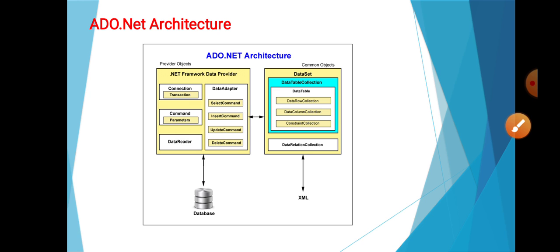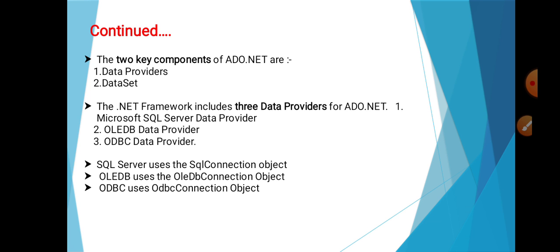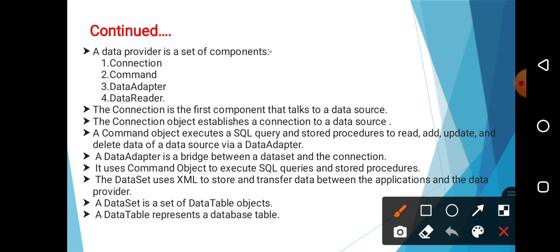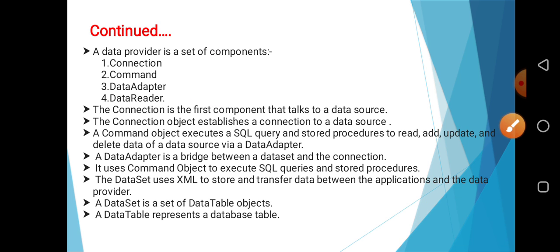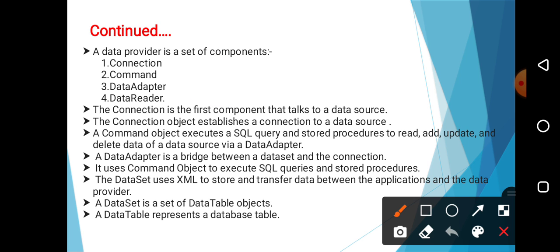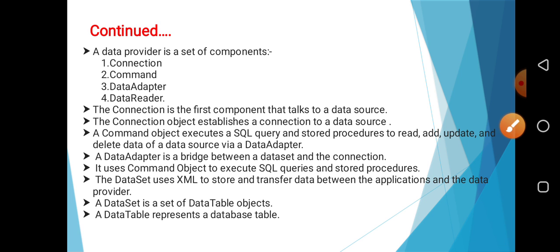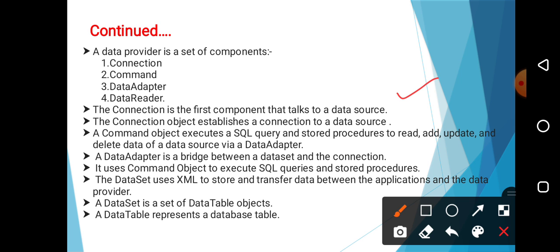Now check out this one: the data provider consists of connection, command, data adapter, and data reader. Connection, as the name suggests, is used to connect to the data source. If there is no connection to the database, there is no use of database connectivity. So the database connectivity should be there. The connection is the first component that talks to the data source, and the connection object establishes the connection to the data source.